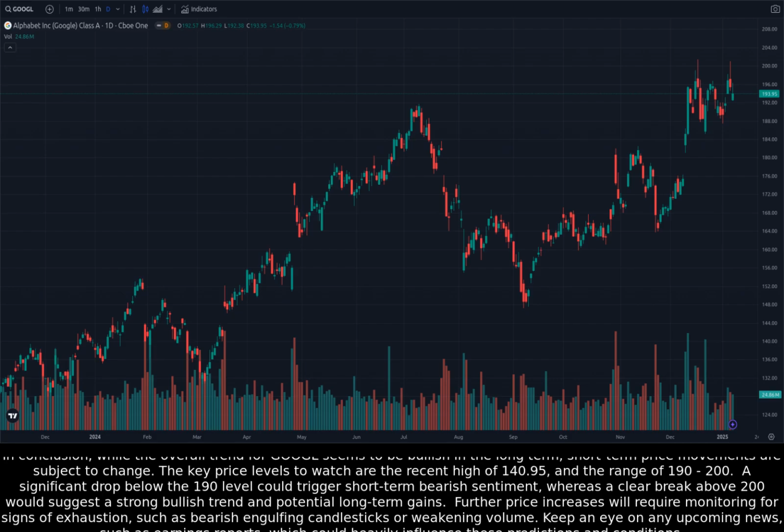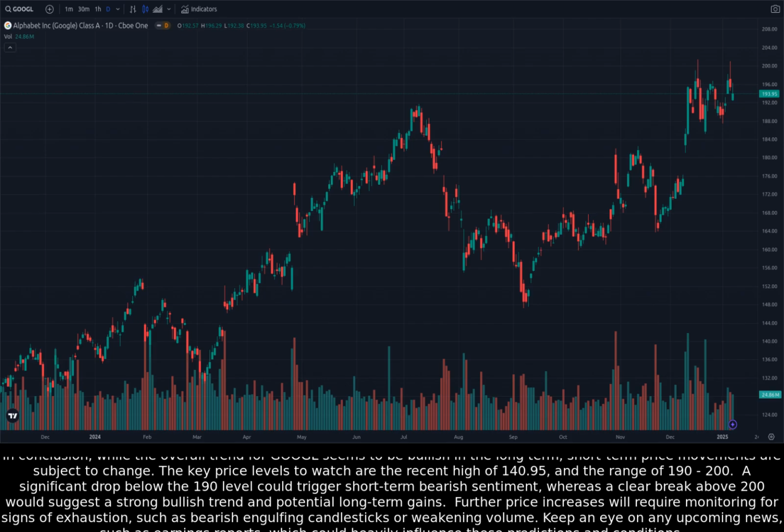In conclusion, while the overall trend for Google seems to be bullish in the long term, short-term price movements are subject to change. The key price levels to watch are the recent high of 140.95 and the range of 190 to 200. A significant drop below the 190 level could trigger short-term bearish sentiment, whereas a clear break above 200 would suggest a strong bullish trend and potential long-term gains.